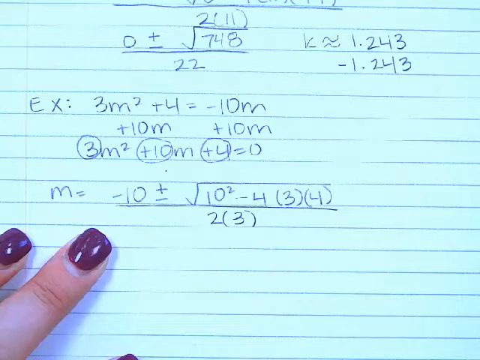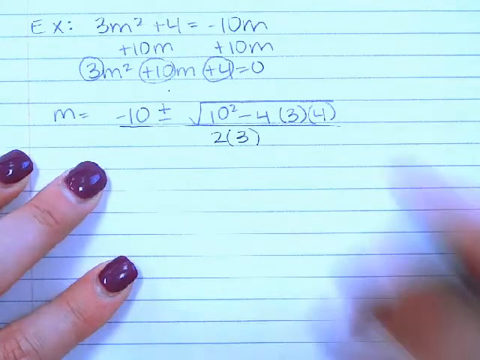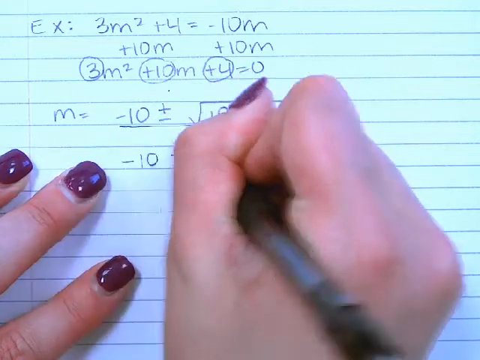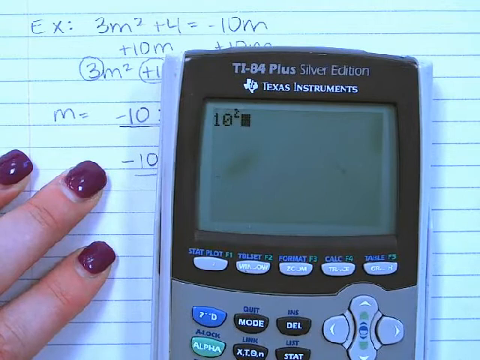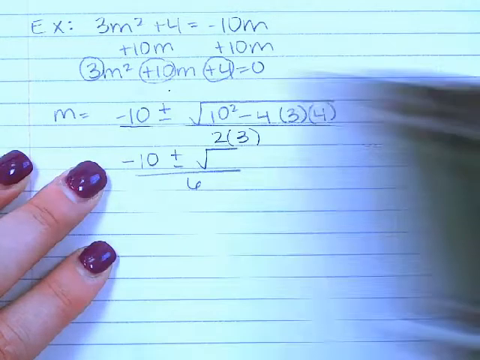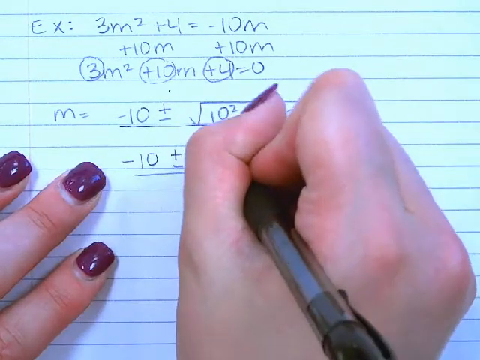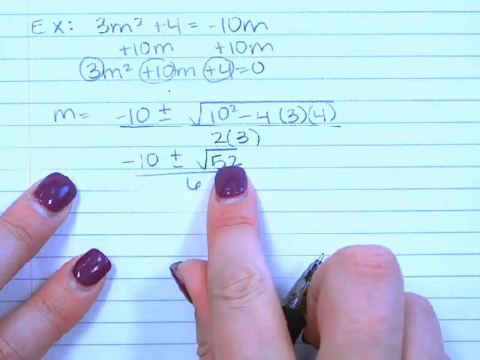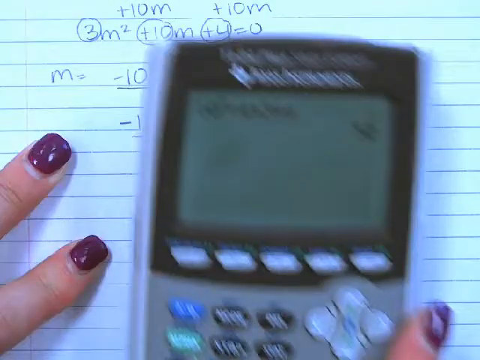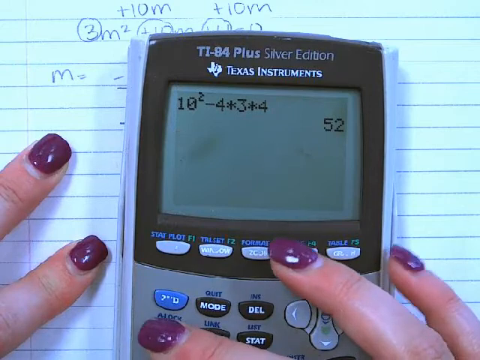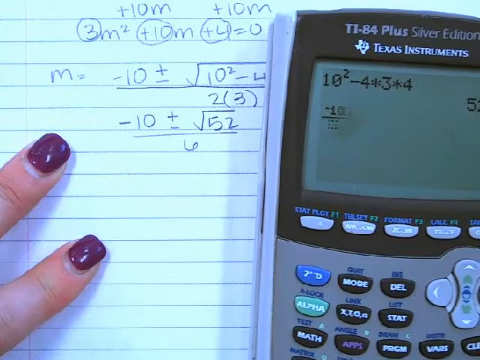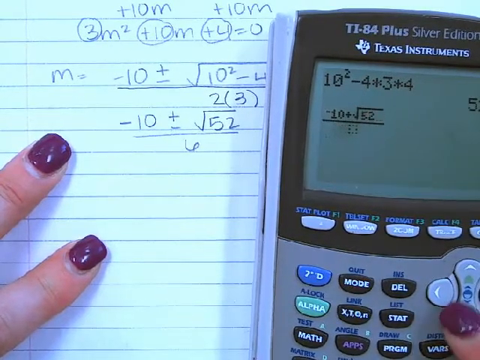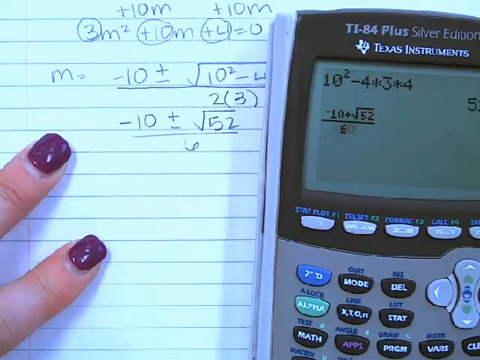All right, so I'm going to go ahead and find my discriminant. I can go ahead and write the rest though. 10 squared minus 4 times 3 times 4. I get 52. And that's not a perfect square. So I'm going to go ahead and plug this in and see what my decimal answers are. So I hit alpha y equals, and I have negative 10 plus the square root of 52 divided by 6.